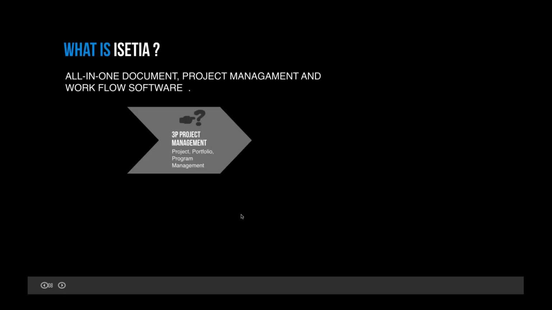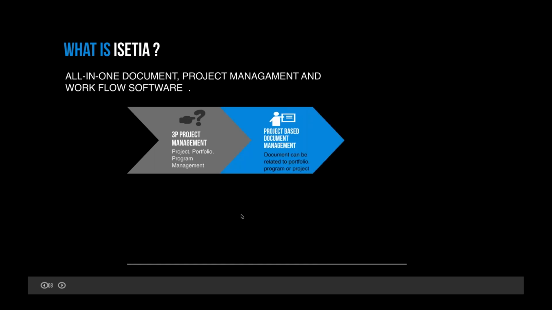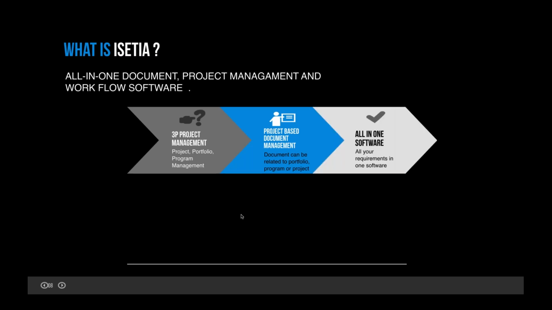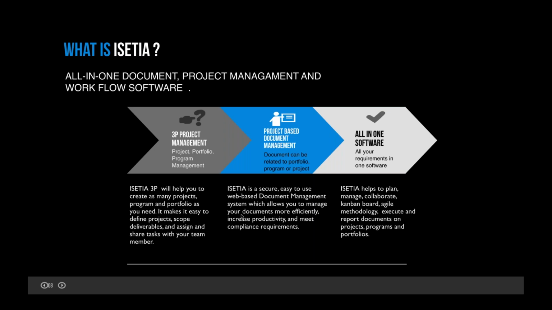What is ISETIA? ISETIA is all-in-one document, project management and workflow software. In the 3P management, we have access to projects, portfolios, and program management. We have project-based document management just for you, where documents can be related to portfolios, to programs, or to projects. And of course, this is all-in-one software, all you need is ISETIA. You don't need any third-party software to work with, for example, documents. You just need ISETIA for everyday work.